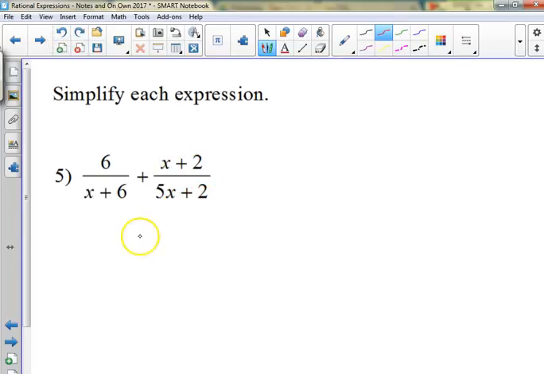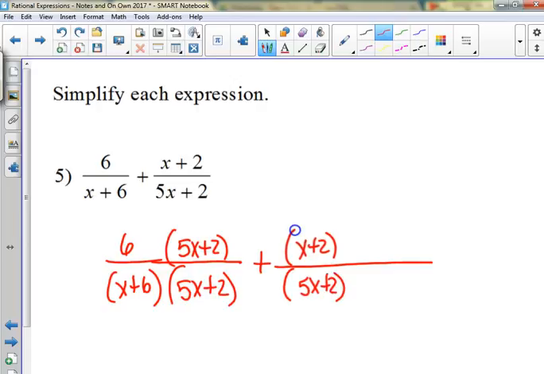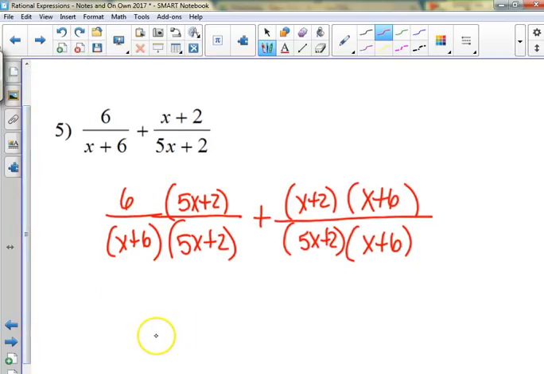Okay. So 6 over x plus 6, I'm going to write out what does it need to be multiplied by so that the common denominator will be what? Yeah, it needs both of those, yes? So this one needs to multiply by 5x plus 2 over 5x plus 2. And this x plus 2 over 5x plus 2 needs to multiply by what? X plus 6 over x plus 6. I don't care how you show your work. I'm just trying to make sure everybody's following.